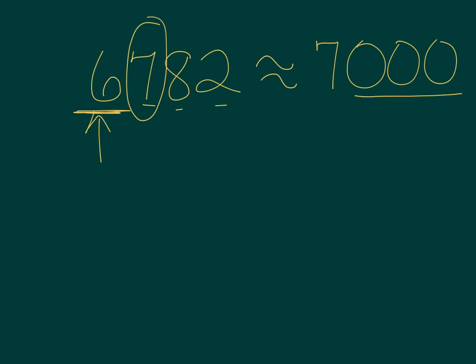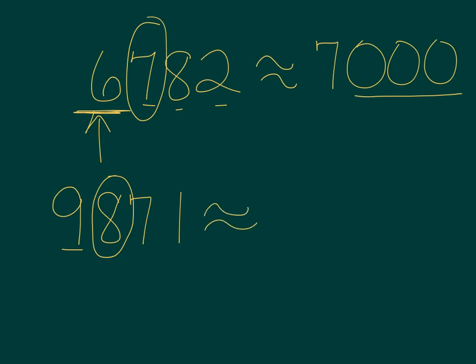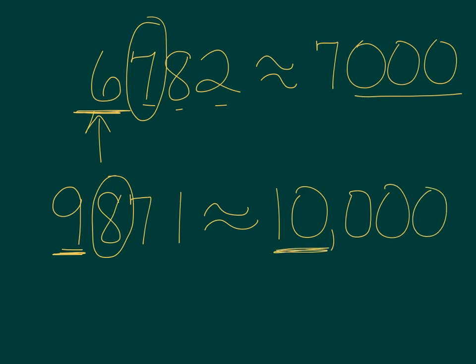Let's round another number. We'll do 9,871, and we're going to round that to the nearest 1,000 again. Now something interesting happens here because I have an 8 next to it. And because I have an 8, that 9 is going to go up 1, which means that 9 is going to become, what's one more? It would be 10. So 9,871 rounded to the nearest 1,000 becomes 10,000. Because this 9 goes up by 1, so it becomes 10. And then everything after it becomes zeros.